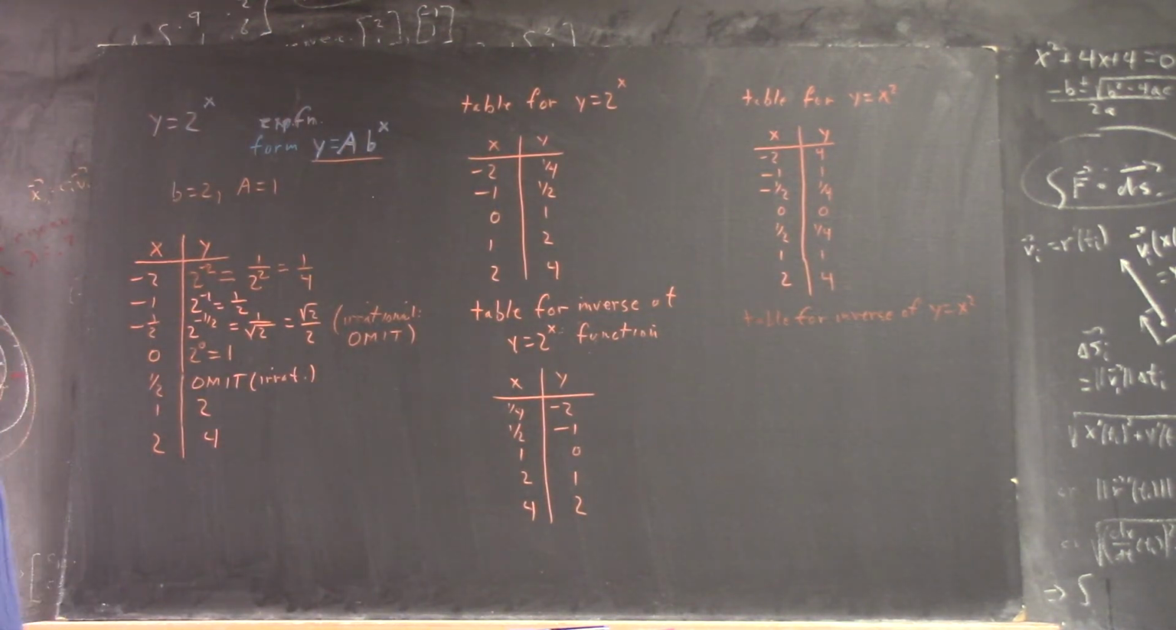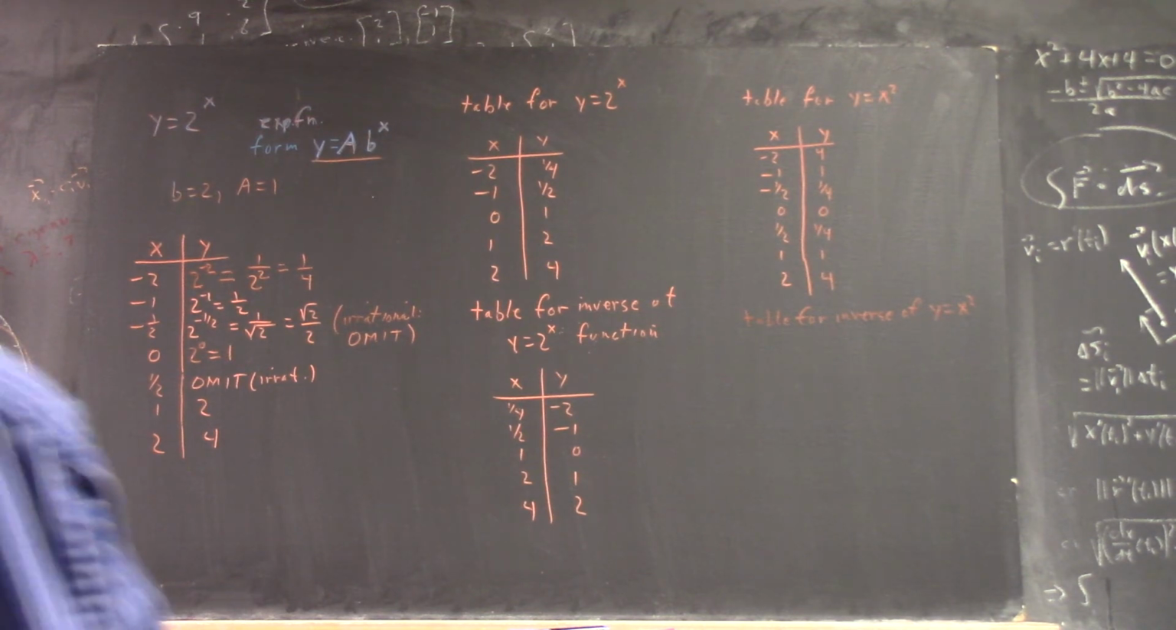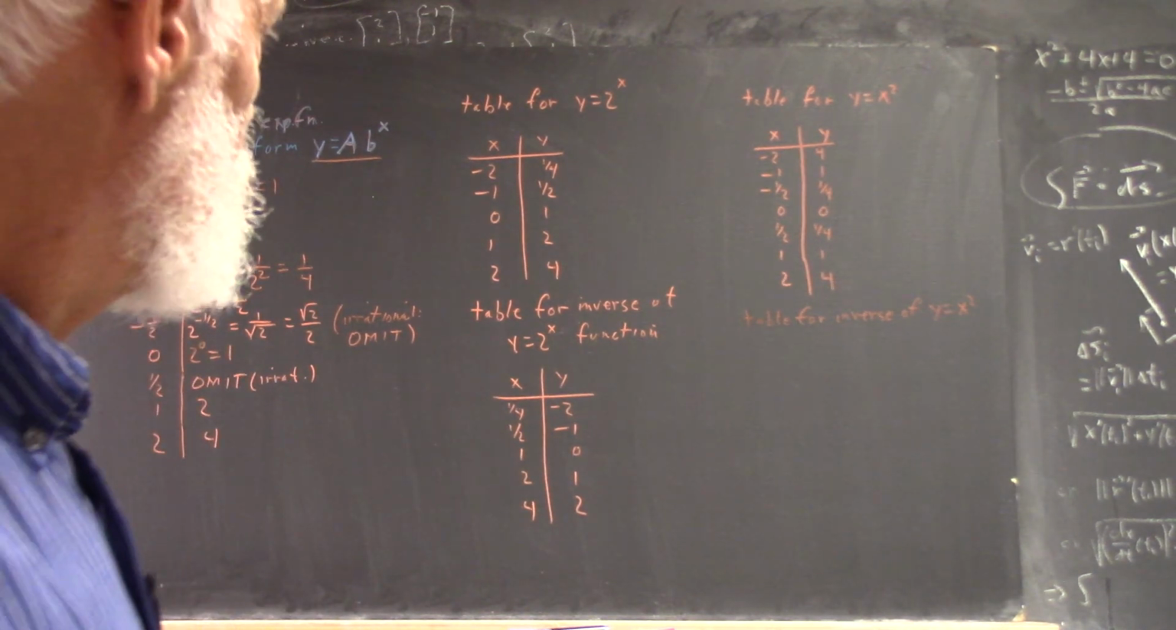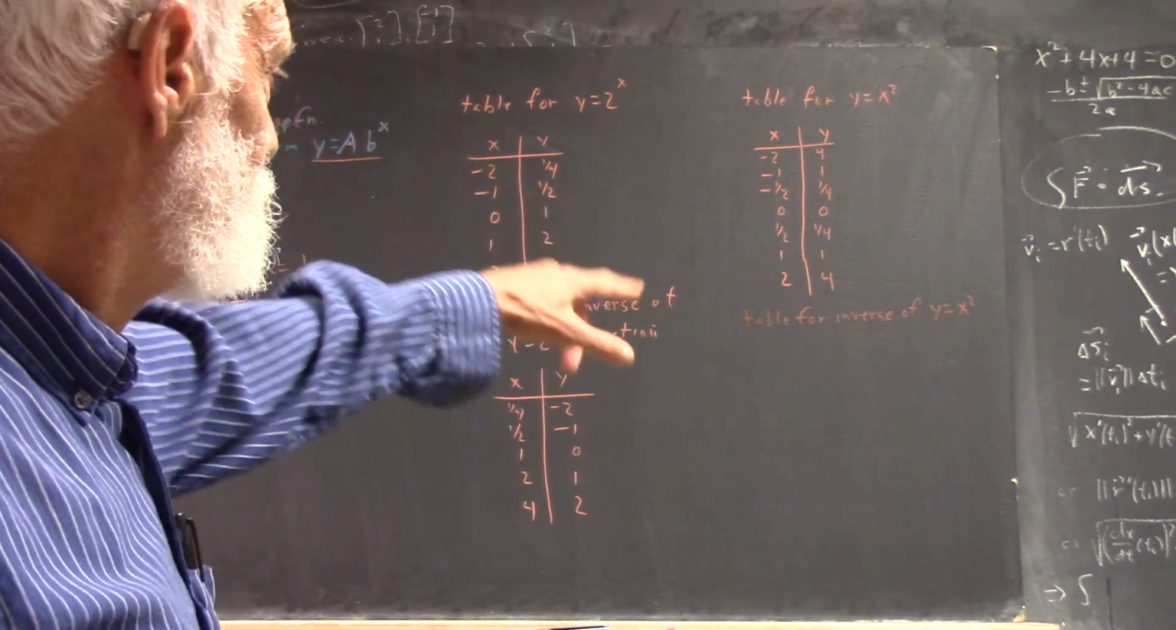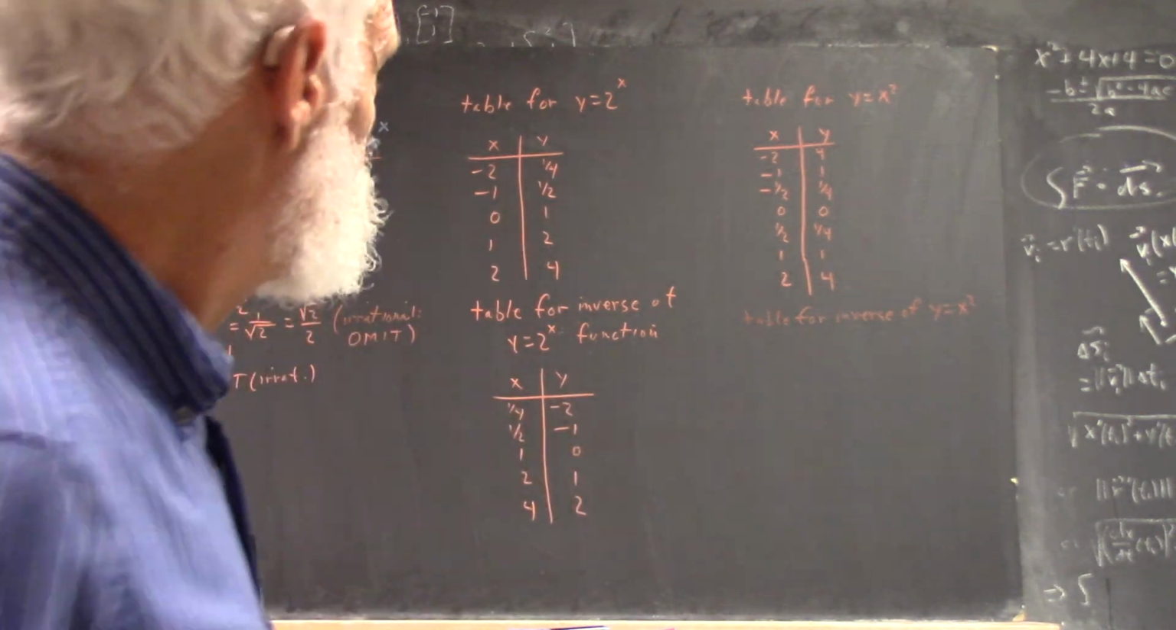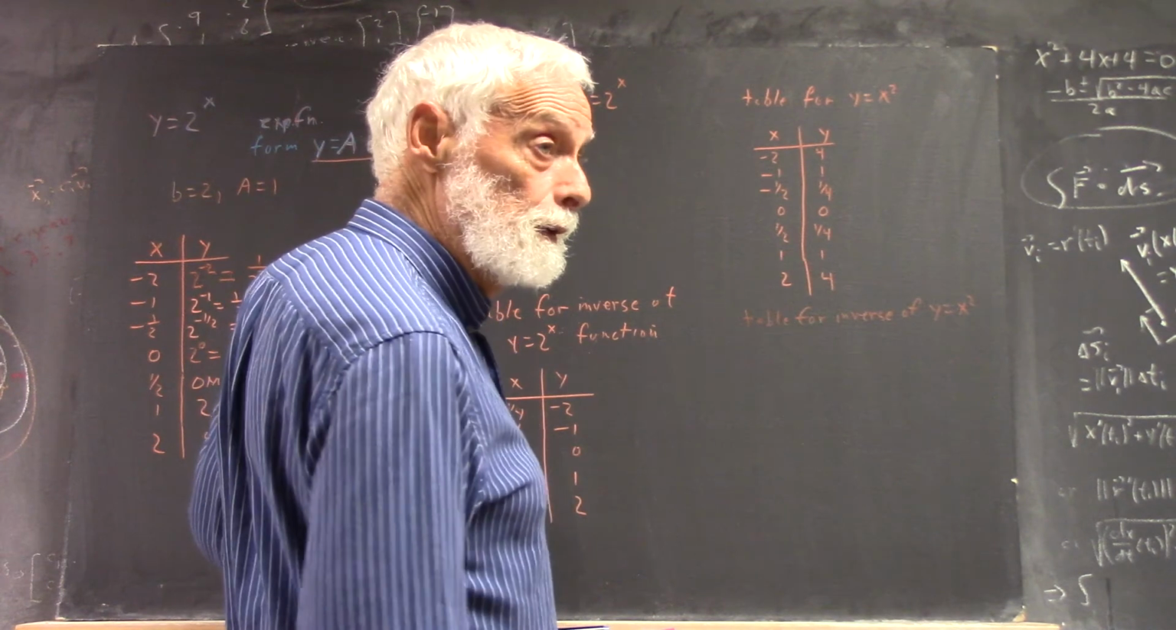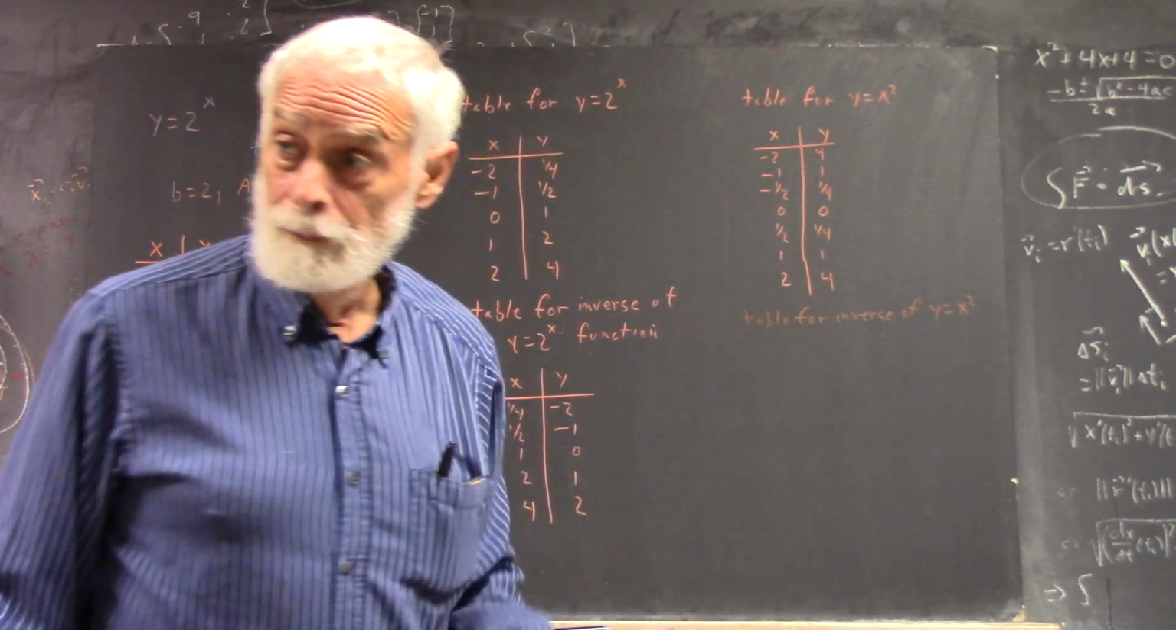Write down the table for the inverse of y equals x squared, and then graph each table. You've got 4 tables. Graph this one and this one, then graph this one and this one. See what you get.